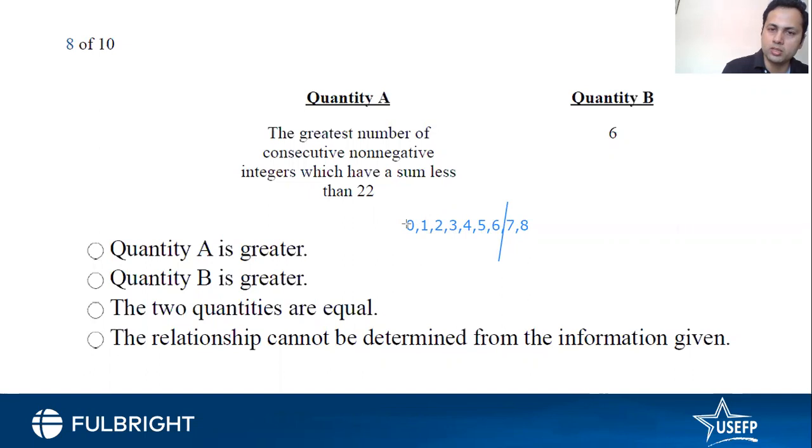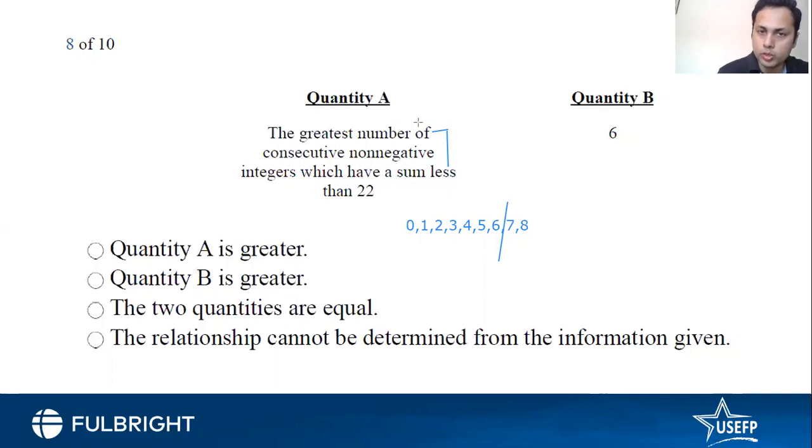So how many digits did we write? 1, 2, 3, 4, 5, 6, 7. So the answer to quantity A is 7. So quantity A is bigger.